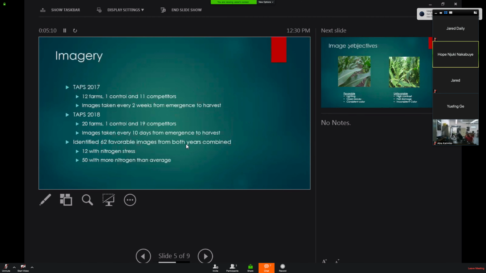We're actually doing this next year also. So far, I think we have some 28 farms maybe, or something like this. I can't remember exactly, but it's increasing each year. So if we continue with this, which I think we probably will, we will have more data each year. We've identified 62 favorable images from the combined years, 12 from farms that definitely had no nitrogen application or very little, and then 50 with more nitrogen than the average.